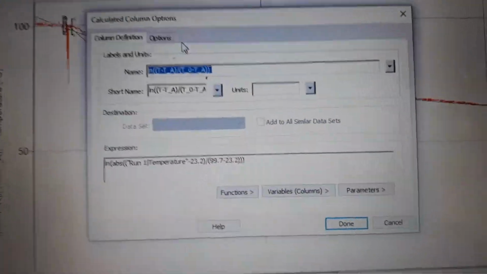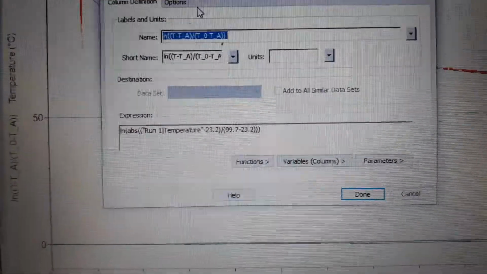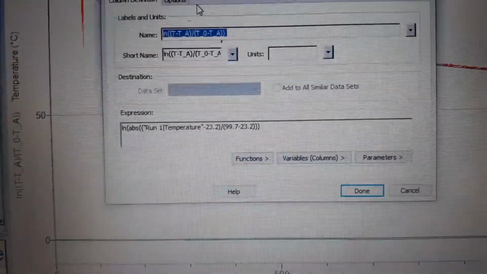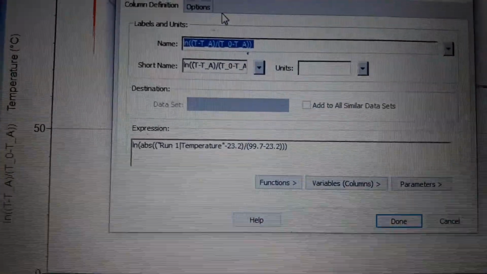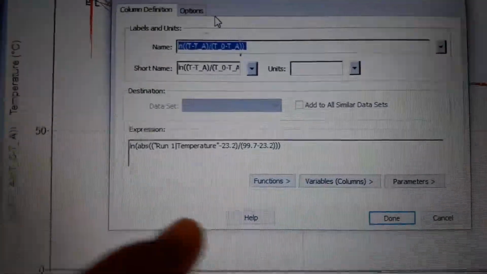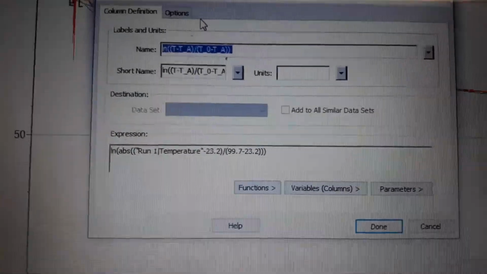Okay, so for the 2.5 mole per kilogram solution, this is how I'm doing the linear regression, taking the natural log of the temperature minus the ambient temperature over the initial temperature minus the ambient temperature, and I'm taking the absolute value of that in case any of the differences become negative.